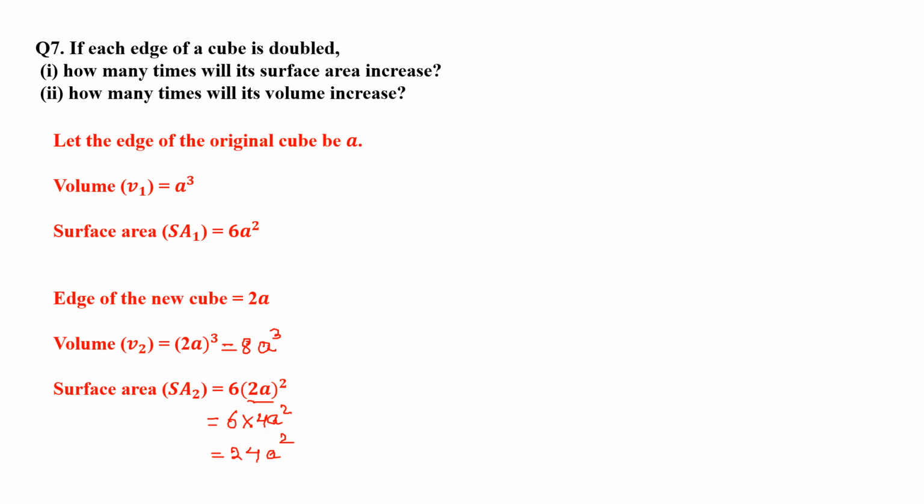Now to find how many times it increases, you have to find the ratio, isn't it? We have studied in comparing quantities, right? So the ratio is also a way of comparison by division, and it will tell how many times something is more, isn't it? So let's find the ratio.